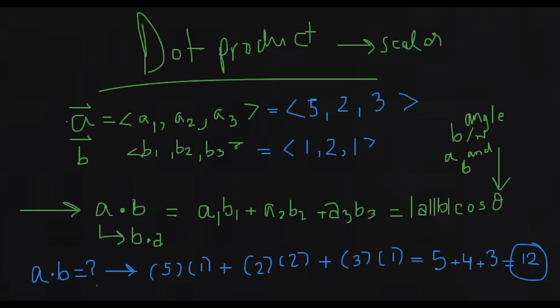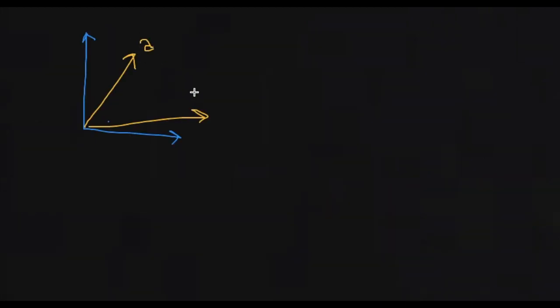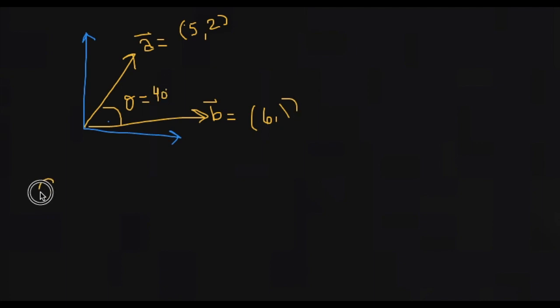Now let's try an example using the dot product when we have to use this definition instead. Say we are given two vectors a and b. Vector a has coordinates of 5, 2. Vector b has coordinates of 6, 1. And the angle between the two is 40 degrees. So in order to find the dot product, because we are given the angle, we should use the equation magnitude of a times magnitude of b times the cos of theta.